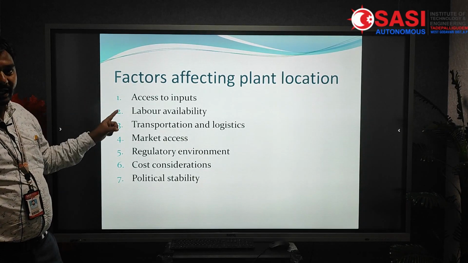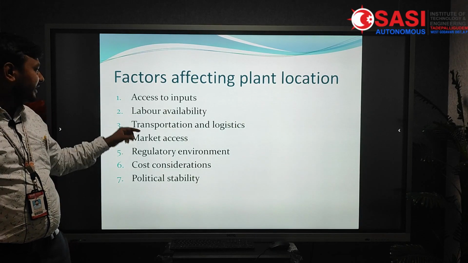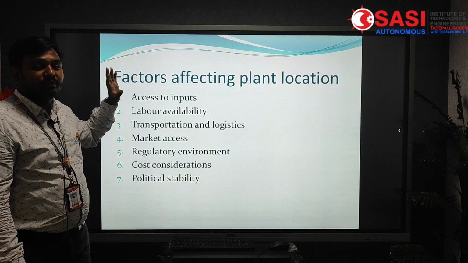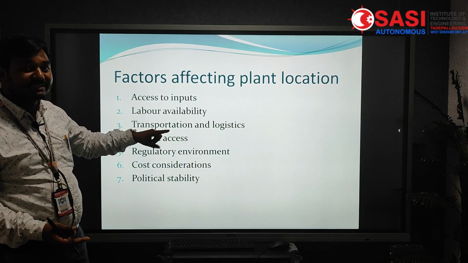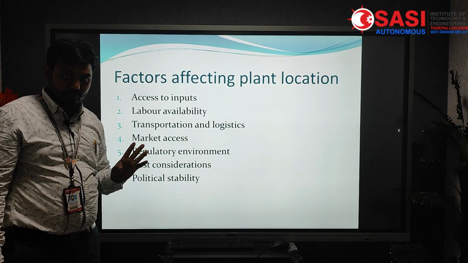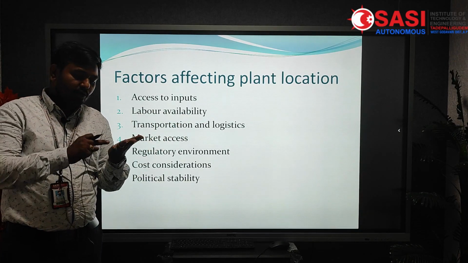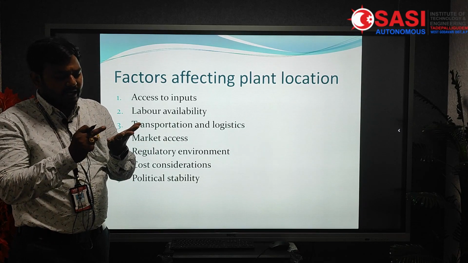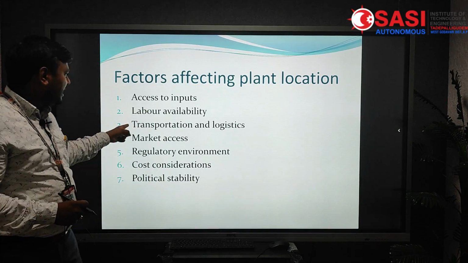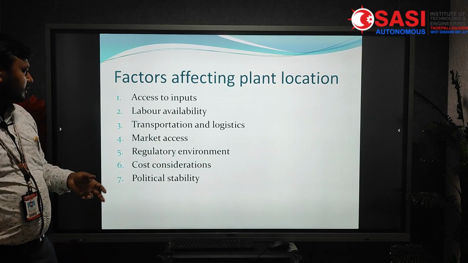As I told you, the production manager must identify the location where there is excess availability of the raw materials, and the producer must have access to the inputs and labor availability. As I told you, there are various factors of production like land, labor, capital. Labor in the sense of human resources. Labor availability must be there in order to assign the tasks.